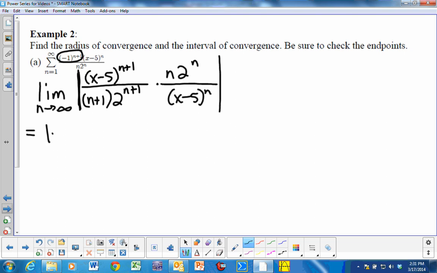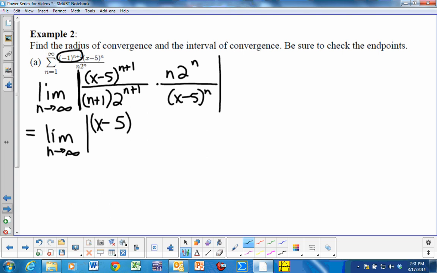So let's work on that a little bit. So we have limit n goes to infinity, absolute value. All right, so let's start reducing. Well, we have again x minus 5 to the n plus 1 over x minus 5 to the n. So just like the last example, you have something that has the same base being raised to an exponent. So you simply subtract the exponents. That will leave me just an x minus 5 in the top.